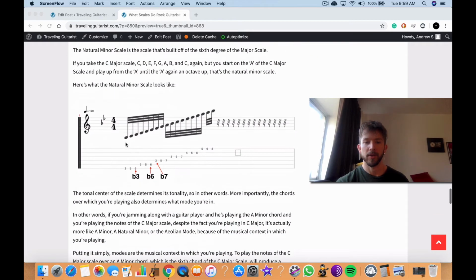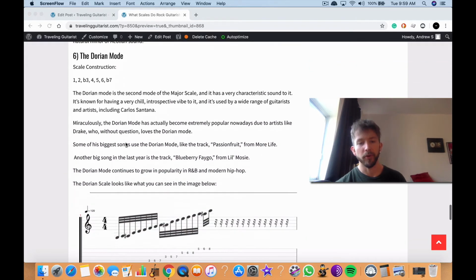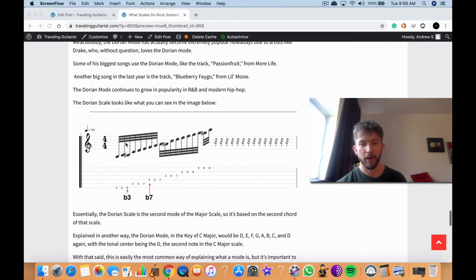And then you have your natural minor scale, which is basically the 6th mode of the major scale. And then finally you have your Dorian mode, which is a lot like the natural minor, except it's a little bit different. Basically, the Dorian mode is a natural minor scale with a raised 6th degree. That's essentially what it is.